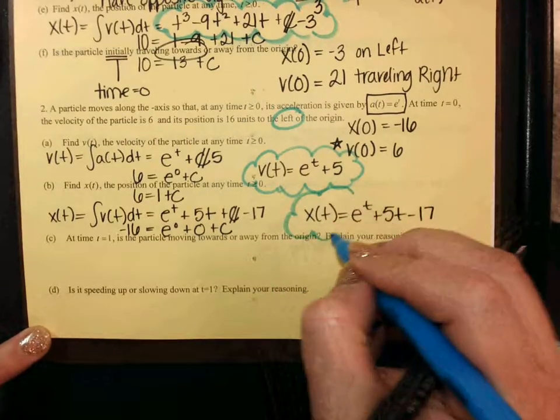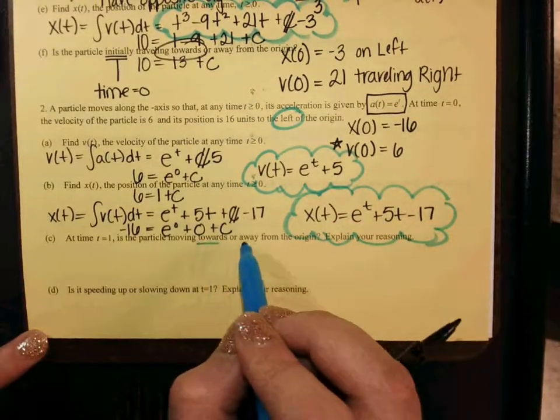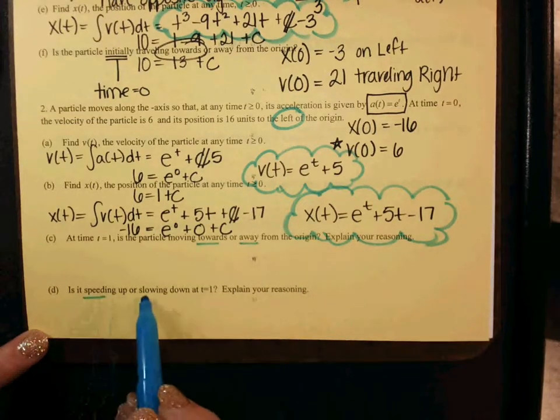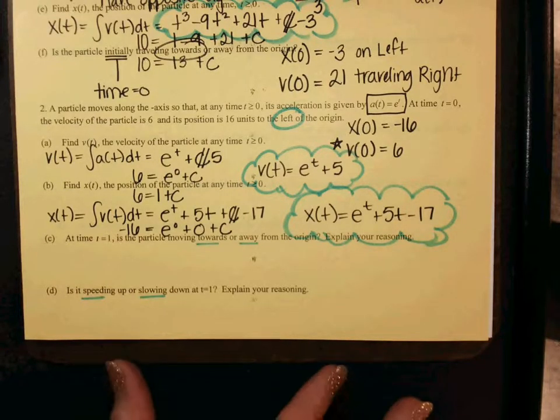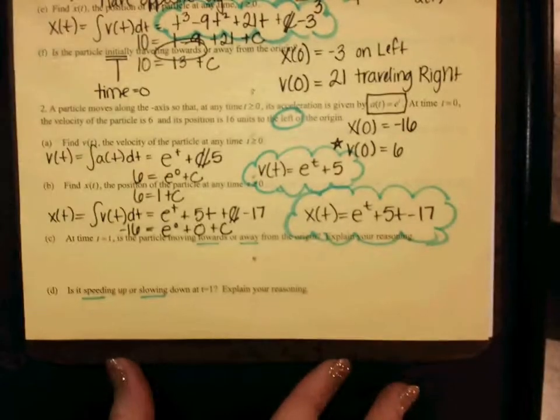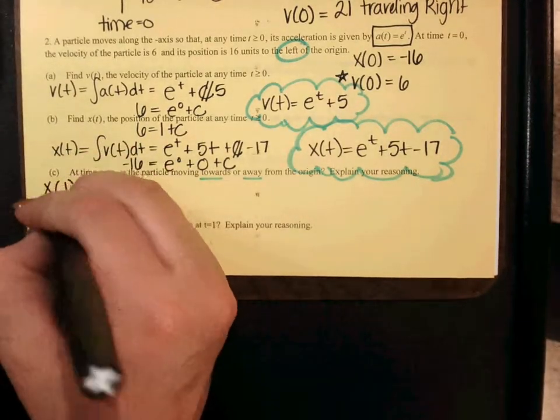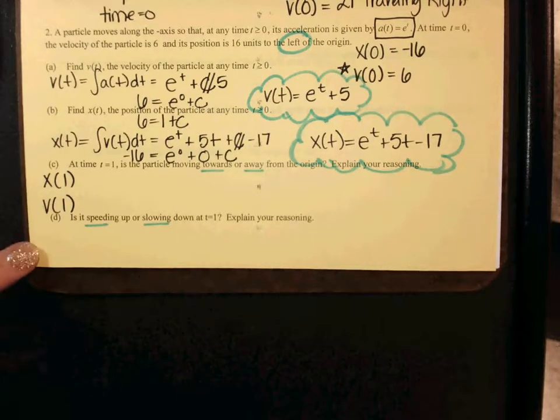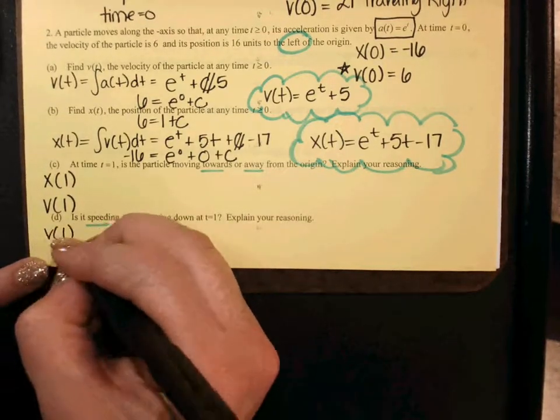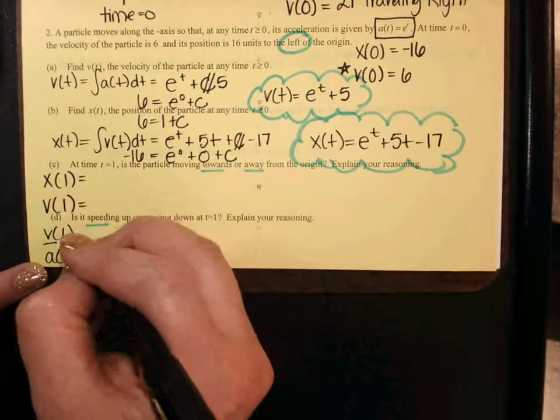Okay, next two questions are asking about if we're moving towards or away and if we're speeding up or slowing down. Both of those are a double sign check. What are we checking the signs for in C? Which two functions? Position and velocity. What are we checking the signs on for D, for speed? Velocity and acceleration.